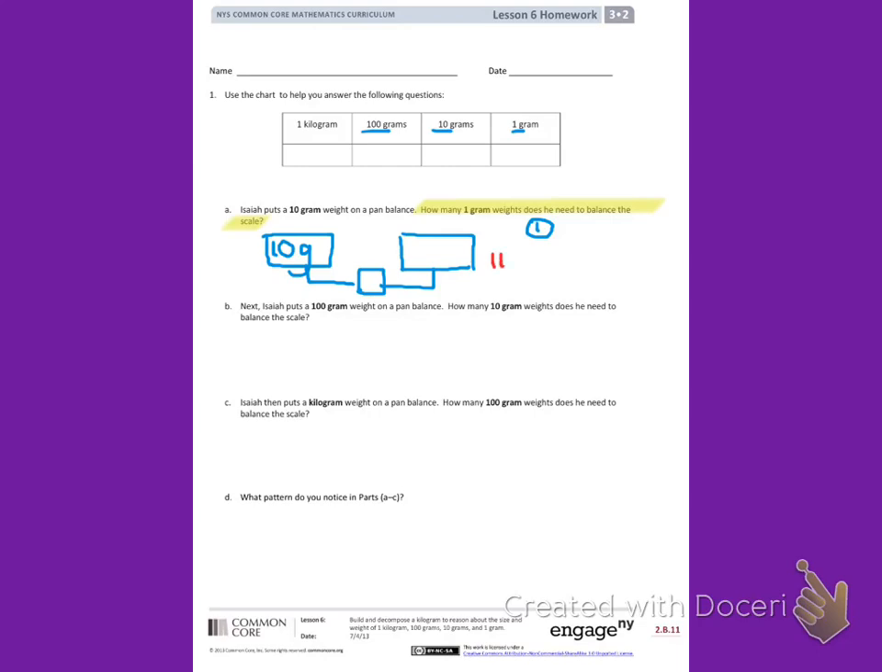He needs blank 1-gram weights to balance the scale.